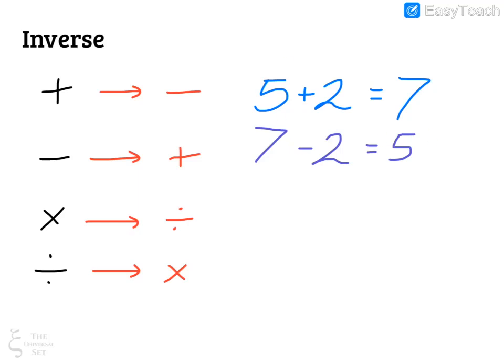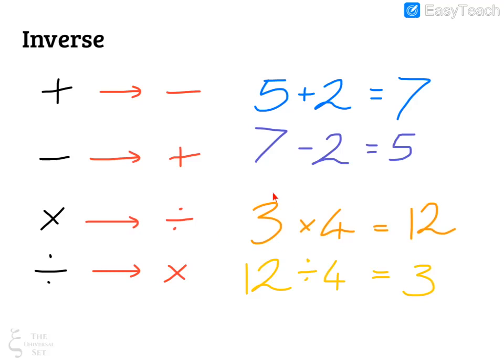We could do the same thing with multiplying and dividing, just so we can see what I mean there. So let's say I do 3 times 4, and the answer is 12. If I wanted to undo that, if I wanted to go backwards to get back to where I started, I would start with my 12, and instead of multiplying by 4, I'd do the opposite. I'd divide by 4. And 12 divided by 4 is 3. So once again, I've got back to where I started. 3 multiplied by 4 is 12. So if I do the inverse, 12 divided by 4 is 3. Okay, that's going to be useful in just a little minute.